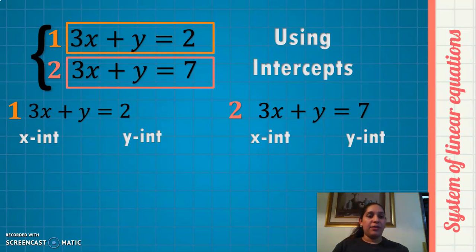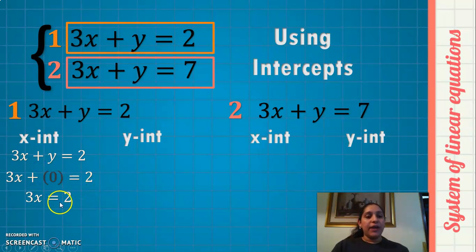So I'm going to start with the first equation, 3x plus y equals 2. Don't forget that when you're working with your x-intercept, y equals 0. So 3x plus 0 equals 2, which gives 3x equals 2. Your x is not completely alone because the 3 is multiplying the x, so move the 3 to the other side dividing, and you have x equals 2/3. This means your ordered pair is (2/3, 0).